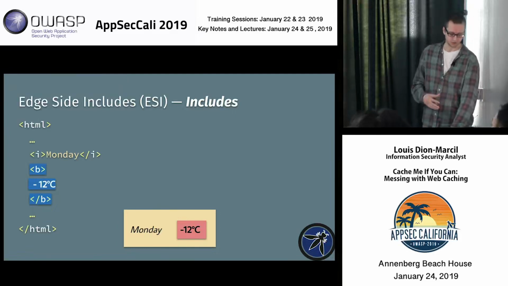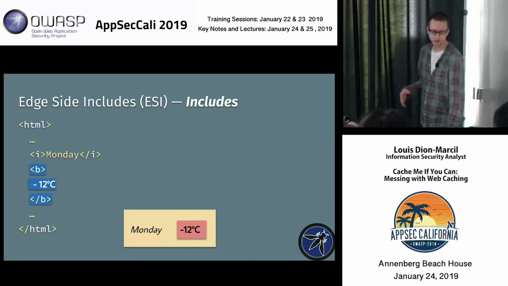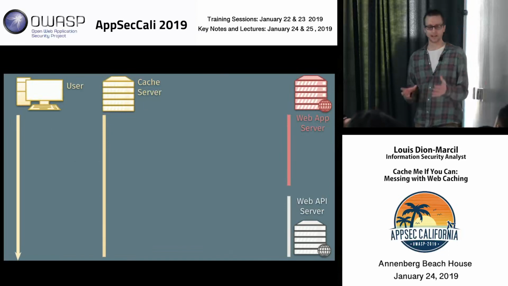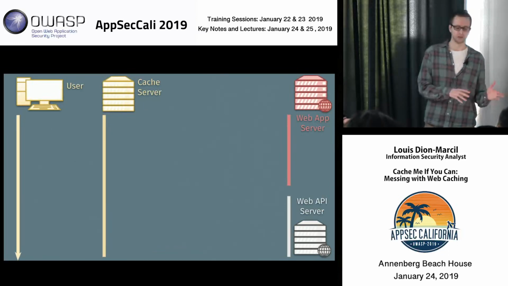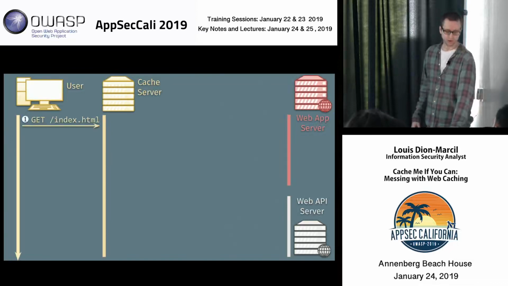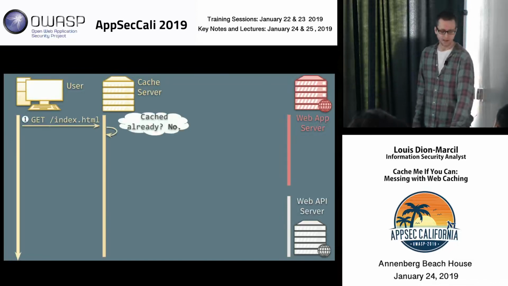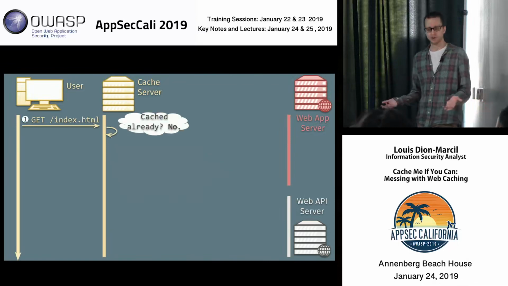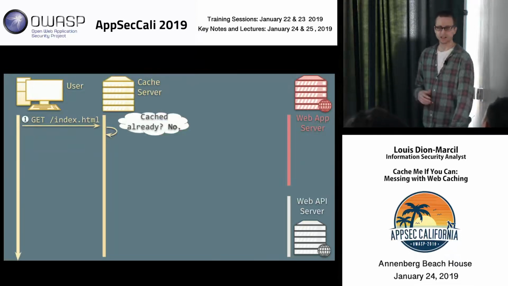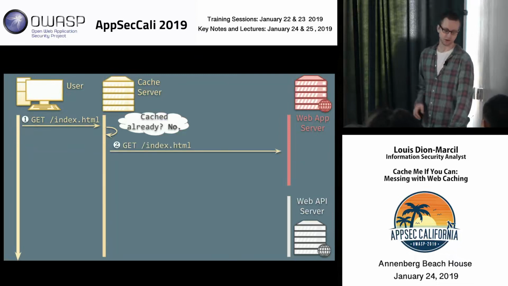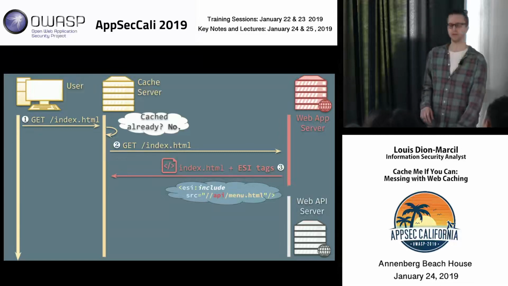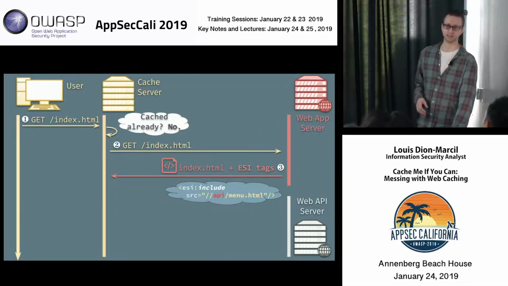So to once again illustrate how that would work in a nice graphical manner, you have your user, you have your cache server that is ESI enabled, then you have your web application server and a third-party application server. So your user requests index.html, and index.html has never been seen before, or maybe the time to live is expired. It doesn't really matter, but the cache server decides it's time to go and fetch it again from the origin server.